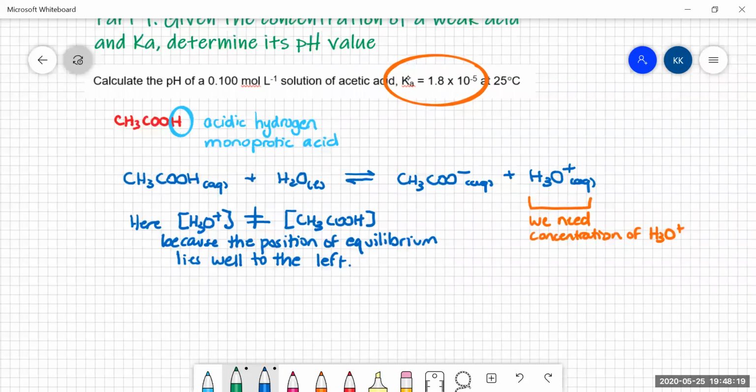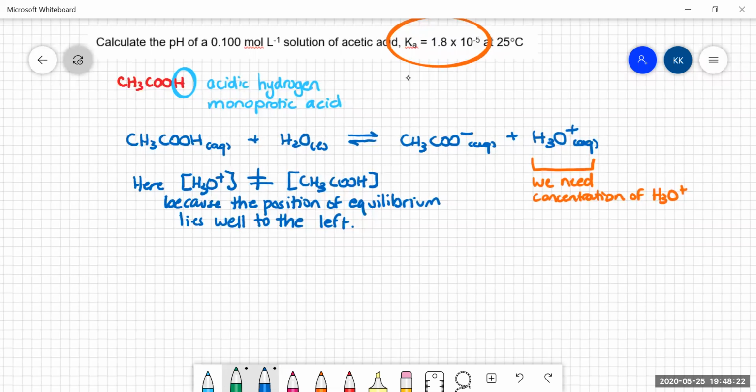In this case, we're going to use an ICE table. Let's write our equation so that the things that are in the Ka value will be acetic acid. There will be no water, because that's a pure liquid, so that won't appear in Ka. If we look at our initial concentration, we started out with 0.100 moles per litre and none of this.